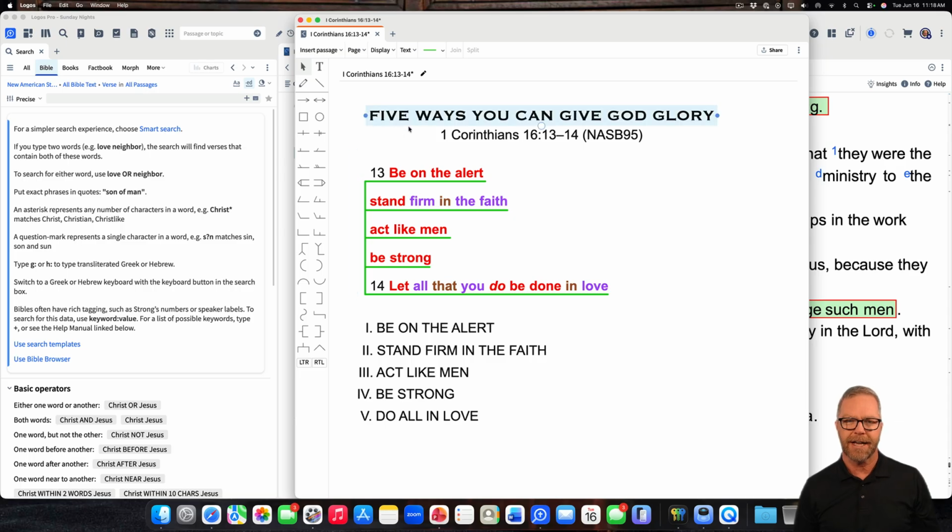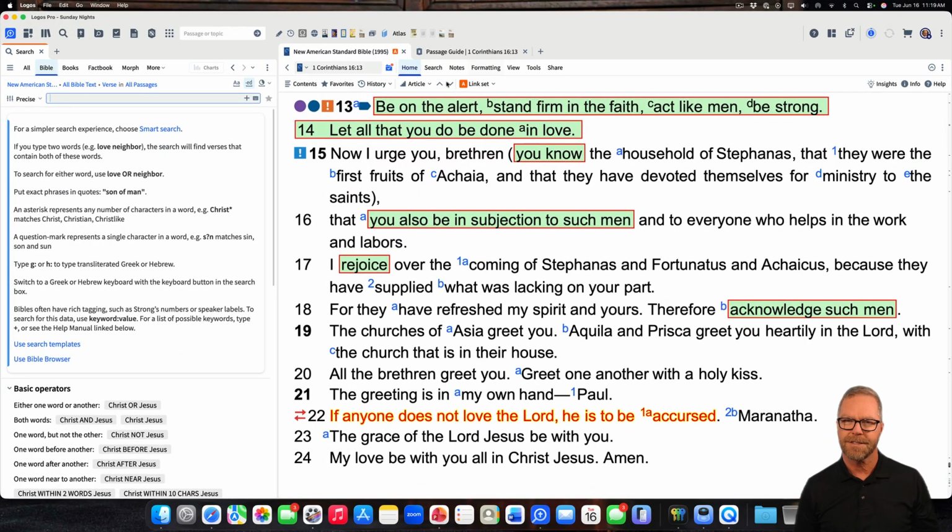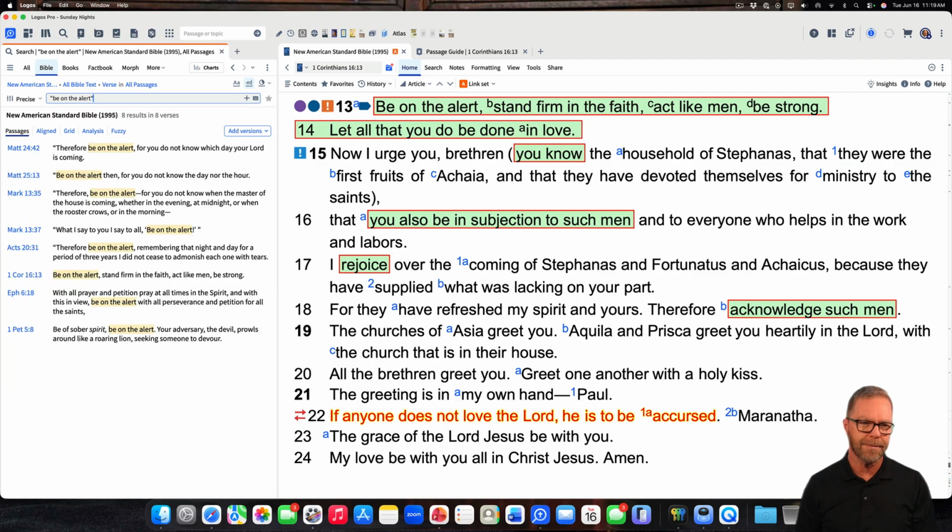So here's our text, right? Be on the alert, stand firm in the faith, act like men, be strong. There's our text. Here it is here in green. All right, so we're just going to do a search on "be on the alert," see what that is like. Be on the alert. Now, I'm just searching the whole Bible. Notice all these places where "be on the alert" appears.